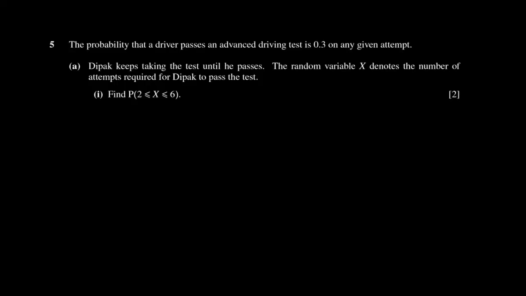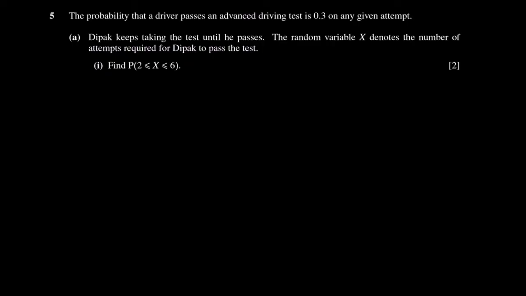Okay, well, to be honest, I think with all these questions, the best thing to do is just draw out a diagram so you can understand what's going on. So each time, Deepak's got two options. He either passes or he fails. And the probability of passing each time is 3/10, and the probability of failing each time is 7/10. Now, if he passes, he's not going to repeat the test, is he? He's only going to repeat the test if he fails.